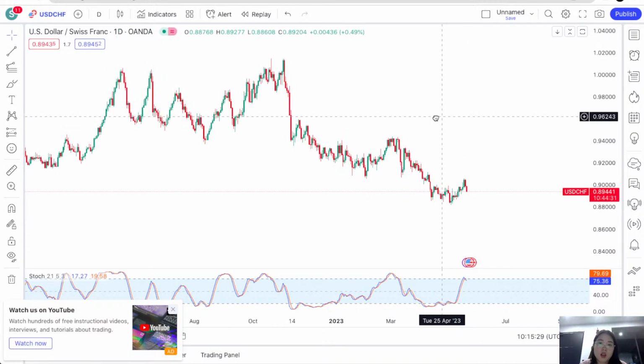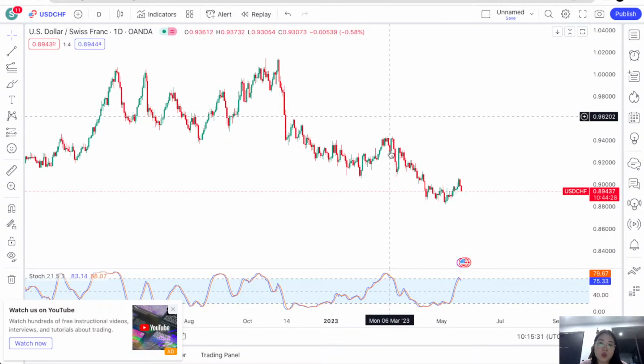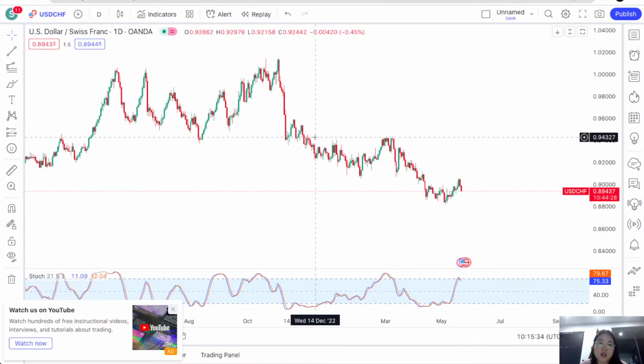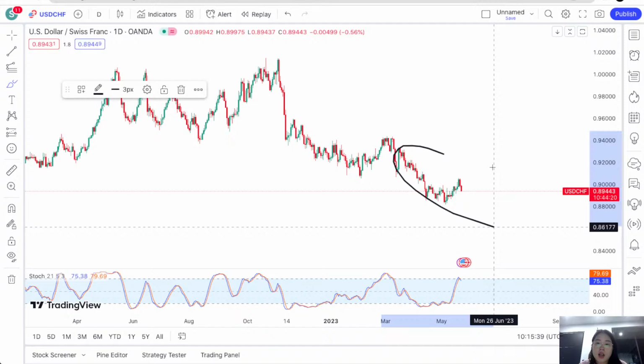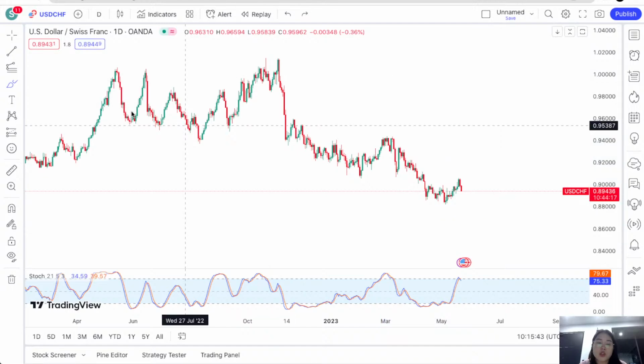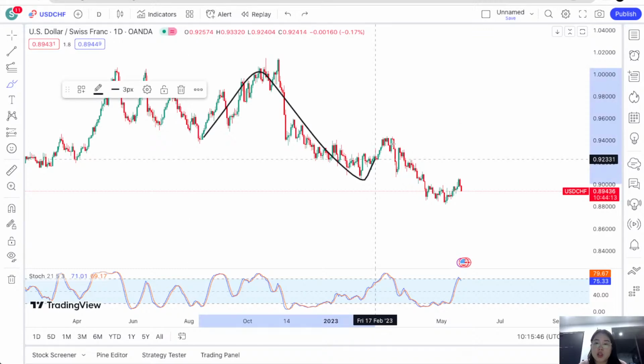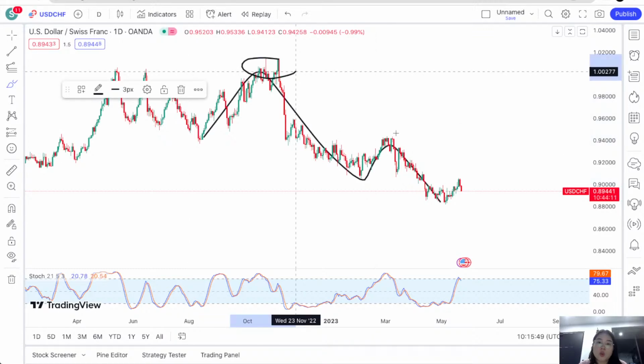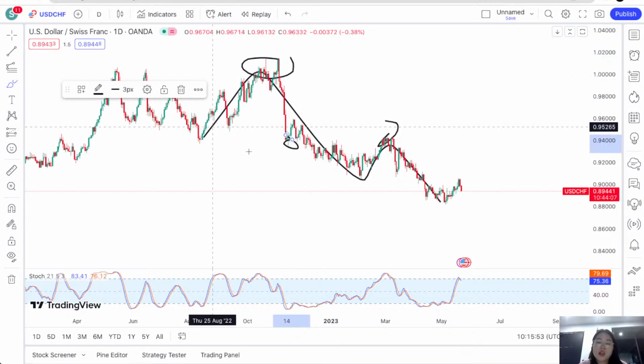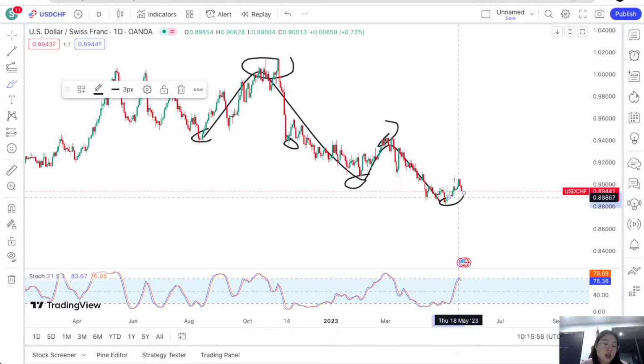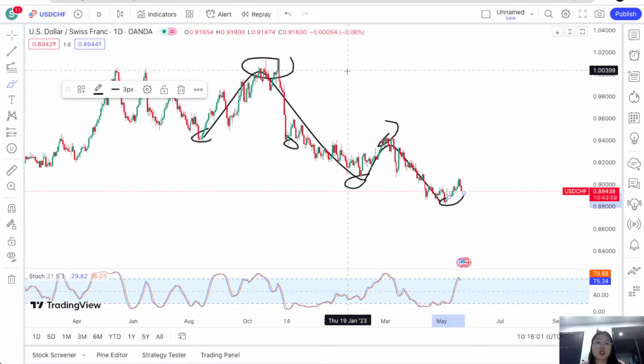First things first, I do see price moving on a downtrend, a large downtrend. We're not talking about this tiny one here, I'm talking about the overall movement of USD CHF. Price is making lower lows, lower highs, lower lows. So the structure on the long term is definitely a downtrend.